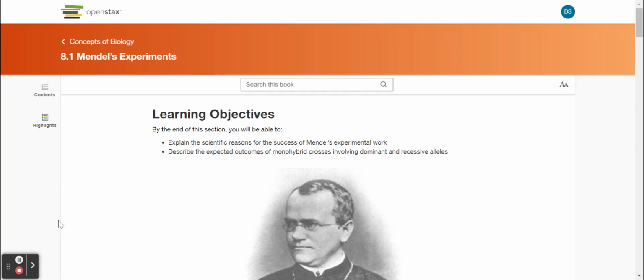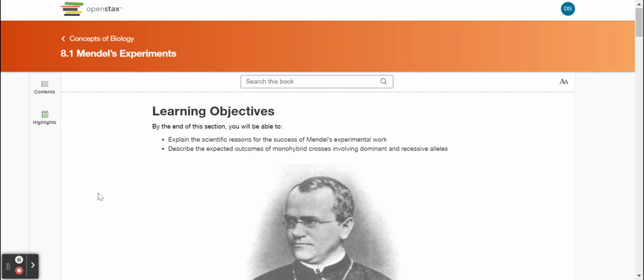Section 8.1 Mendel's Experiments. By the end of this section, you will be able to explain the scientific reasons for the success of Mendel's experimental work and describe the expected outcomes of monohybrid crosses involving dominant and recessive alleles.